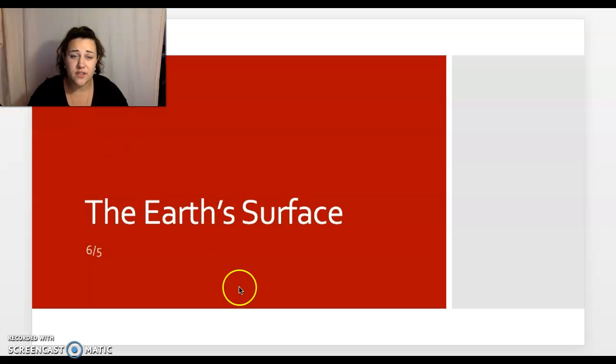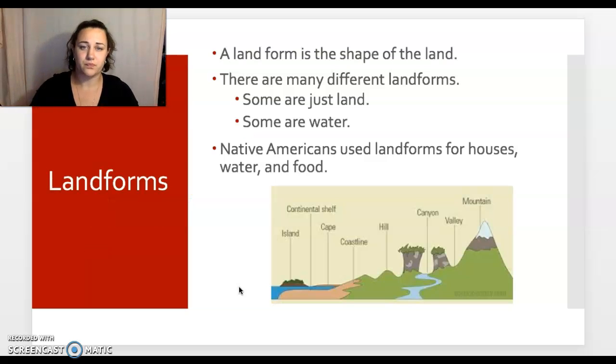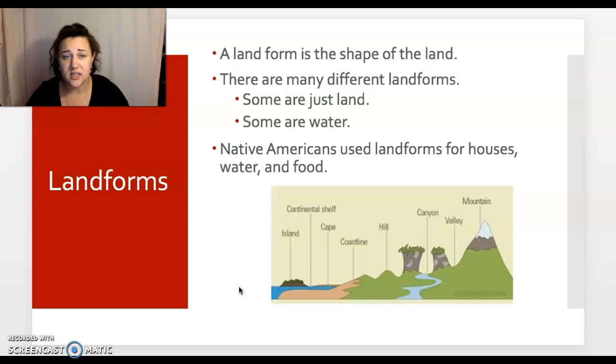So the Earth's surface, we are reviewing. Remember, the Earth's surface is just what we can see on the Earth, friends. So landforms. A landform is the shape of the land. Remember, we have all different types of landforms, right? Some are just land, some are water, and some have both in them. And remember, they're all different. They look different. They have different shapes. Some have land, some have water.